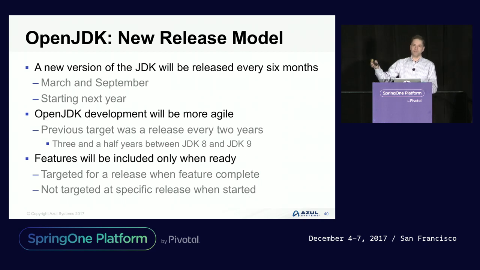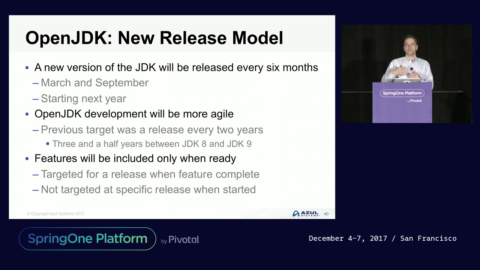And then in September, we'll have JDK 11. Following March, we'll have JDK 12, and so on. The idea behind this is to make development of OpenJDK more agile. People want access to the features more quickly. The goal in the past has been to have a new release every 2 years. It was 3.5 years between JDK 8 and JDK 9, so they clearly weren't able to hit that target.